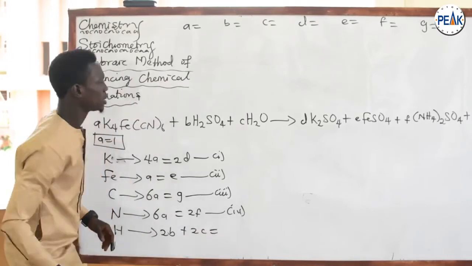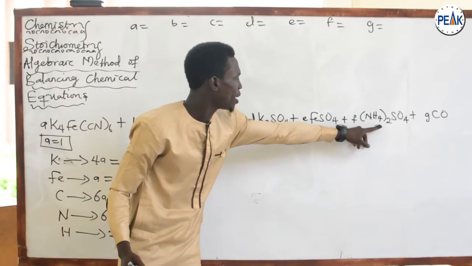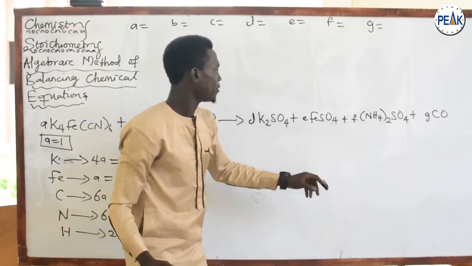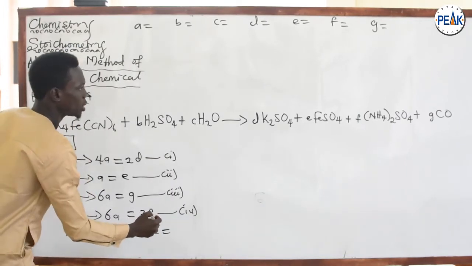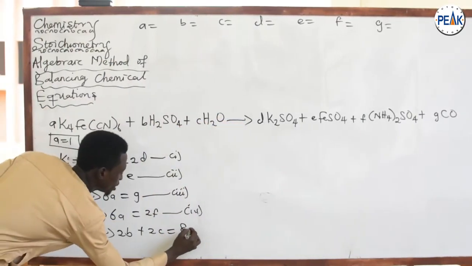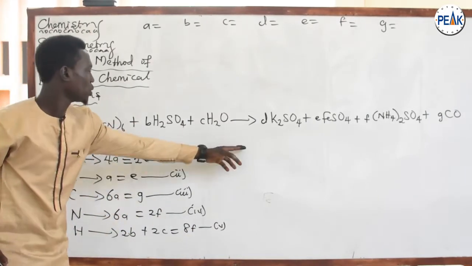Then I bring my equality sign. I go to the product side. Where do I have hydrogen? Here. And how many hydrogen do I have here? I have 8F. Yeah, that's 2 multiplied by 4, that's 8. So that's 8F. So let's call this equation 5. I'll continue on this side.